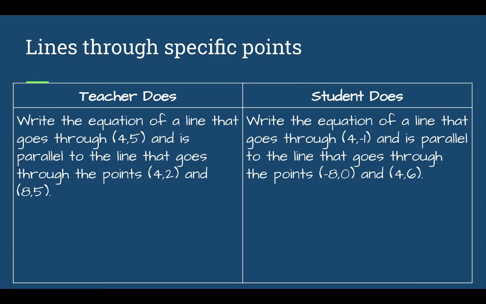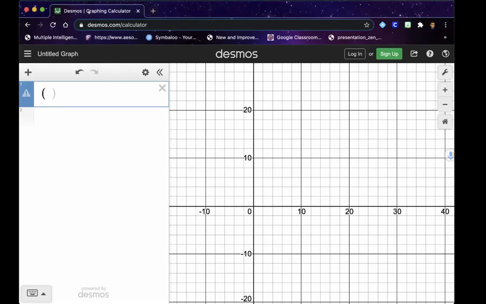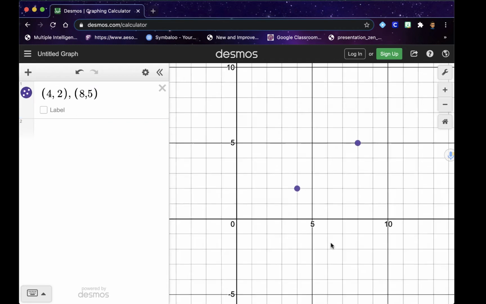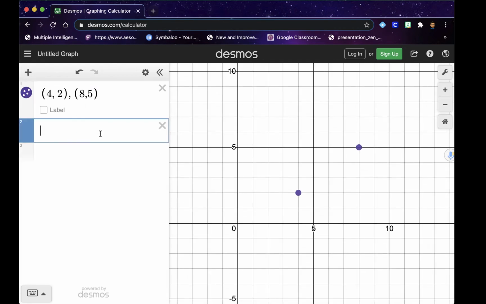Write the equation of a line that goes through 4, 5 and is parallel to the line that goes through the points 4, 2, and 8, 5. For this problem, let's enlist the help of Desmos. We want to find the line that's parallel that goes through 4, 2, and 8, 5. So I want a line that goes through those 2 points, but I don't care about that line. I want the line that's parallel to that, and I also want it to go through 4, 5. So parallel to my purple dots, but through my red dot.